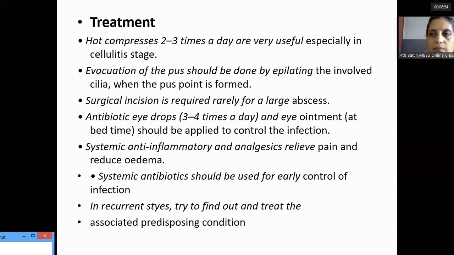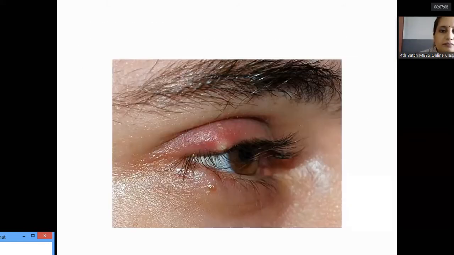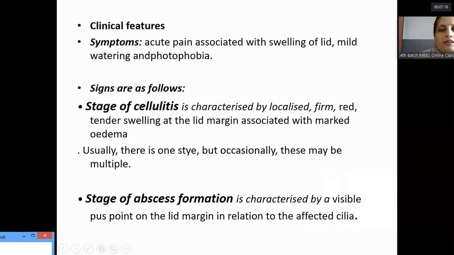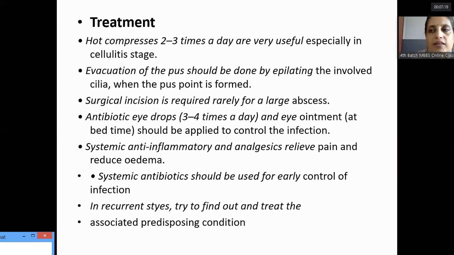So we have discussed the associated predisposing conditions; we will ask in the history and try to solve those problems. So hot compressions, antibiotics, and if it is small, then you can just epilate the cilia and the pus will drain by itself. If it is a little bigger and the abscess has to be drained, then always under the coverage of systemic and topical antibiotic, you better advise the patient to come the next day, or admit the patient and then drain the next day, under good control of the antibiotic.